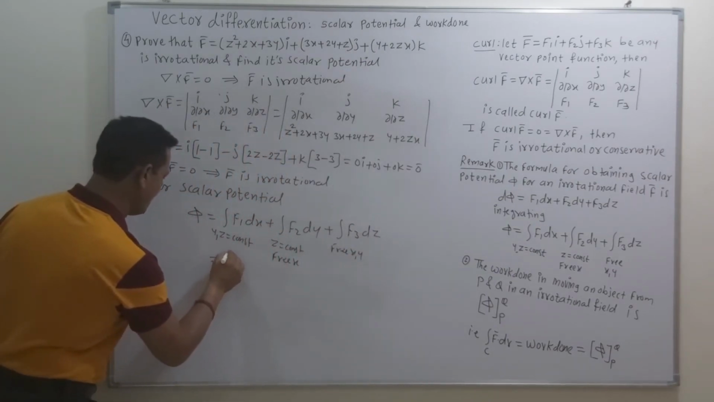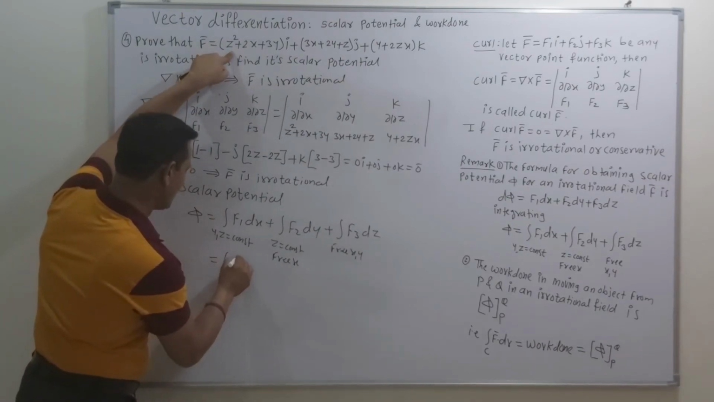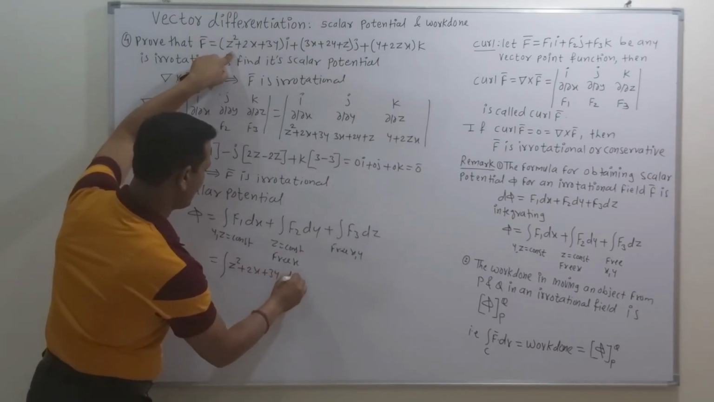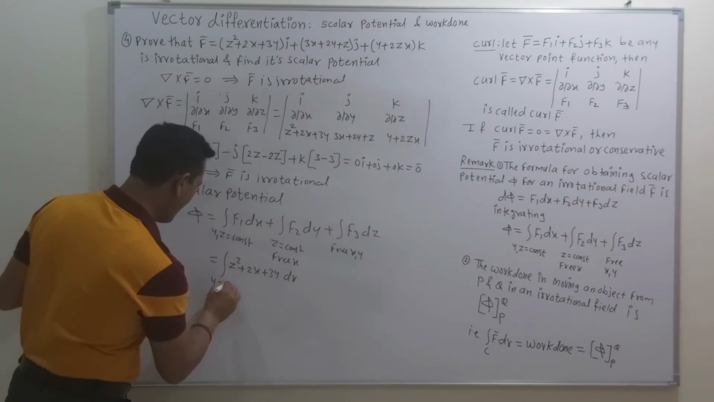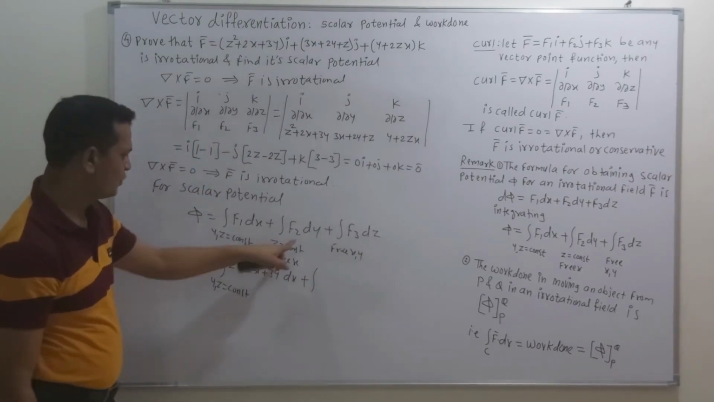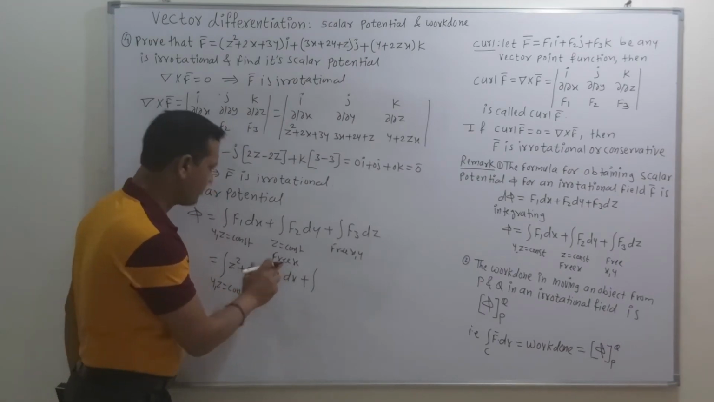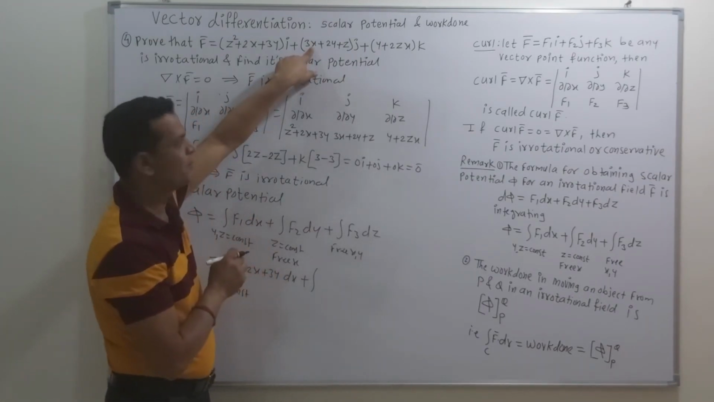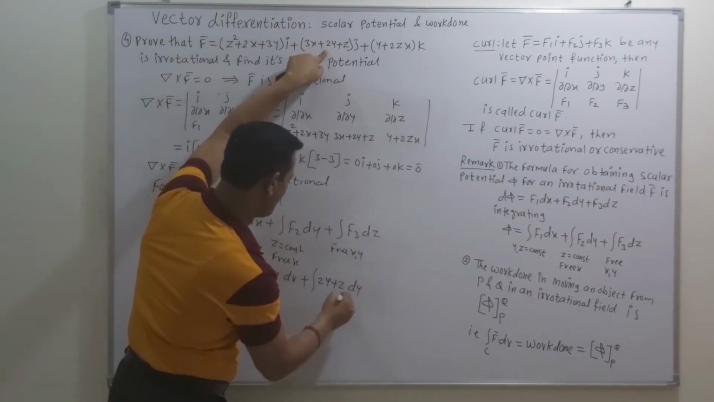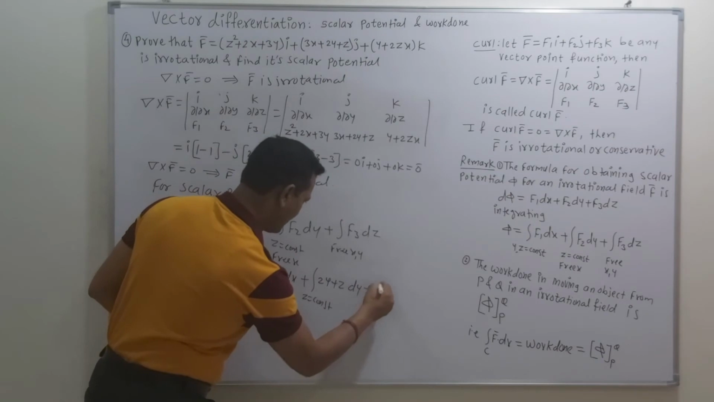So we can put the value for this term, integration of f1. This is the value of f1, which is z square plus 2x plus 3y dx. In the first integration, y and z are constant. Plus integration of f2. The value of f2 is this term, but choose only those terms which are free from x. This is the term which is not free from x, so avoid it. Then this is 2y plus z into dy. Again here the value of z is constant.